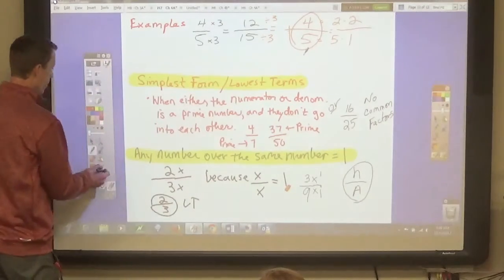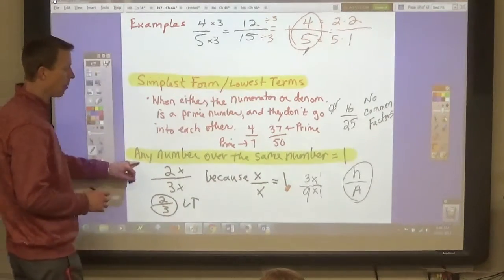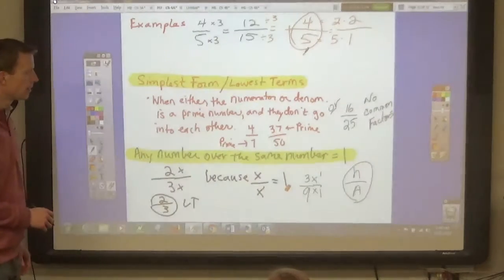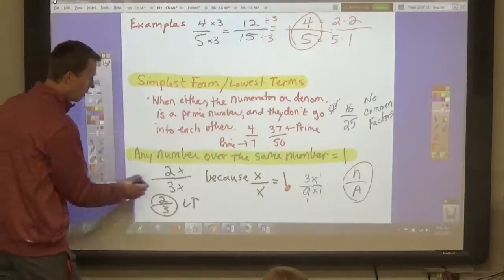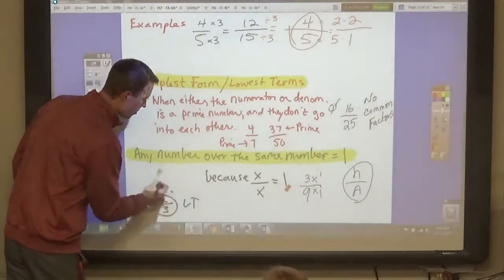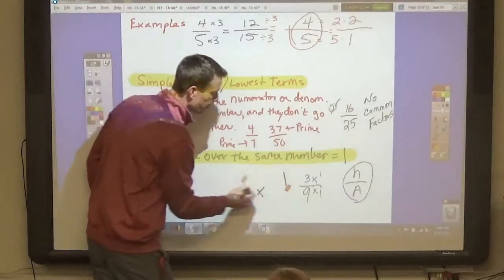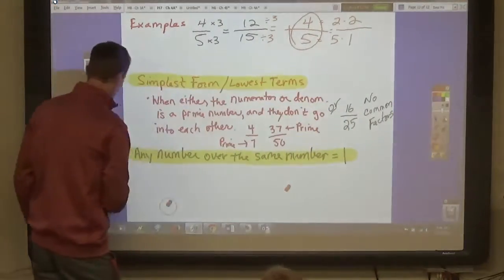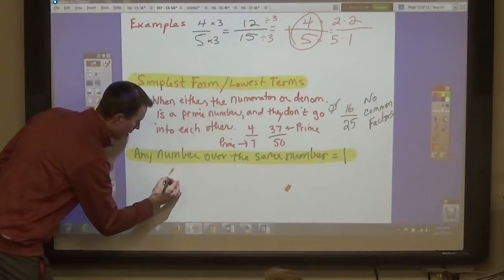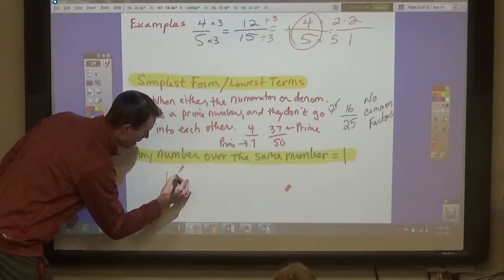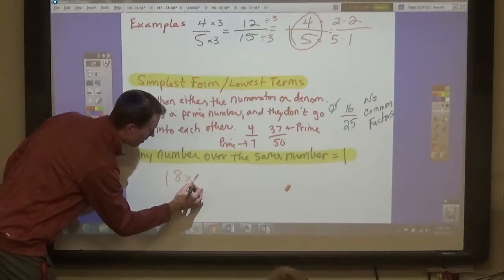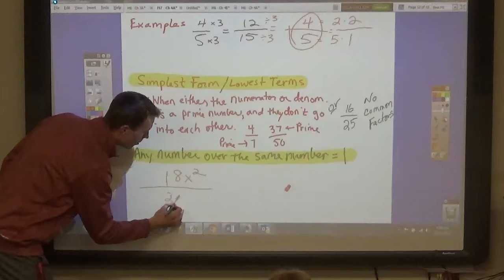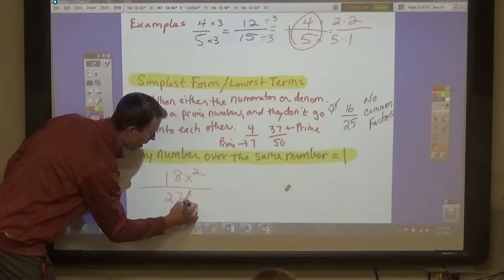Okay, so then, what if you have a number that has a variable in it, and we need to put it in simplest form? So, let me erase this one. Let's start with like this. Let's do 18x squared over 27x.